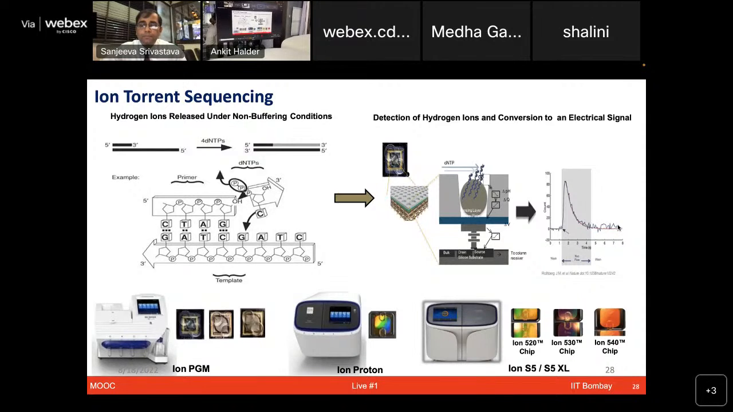Here you see the chip where you load all the sequencing reactions, and this chip has multiple wells, and each well acts as a pH detector. Whenever there is an addition of a new nucleotide, there is a release of a proton ion, and that proton ion gets detected here by the pH sensor, right? So here you see this.